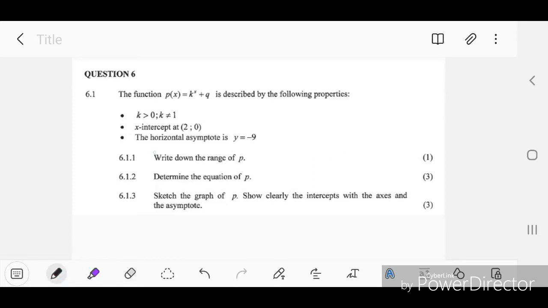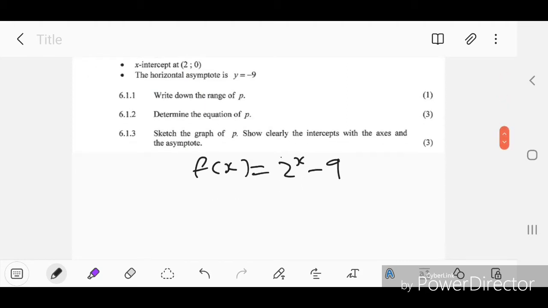Now, they are saying the horizontal asymptote is minus 9. So I already know that my q is minus 9 because that is my asymptote. They are saying write down the range, and I'm already told that k is greater than 0. So that means my a, because now you need to understand, if I am given f of x equals 2 to the x minus 9, already this 2 is my b. That means my a is the number before 2, which is 1. 1 times 2. So my a is 1 in this case, right? They just don't write it.